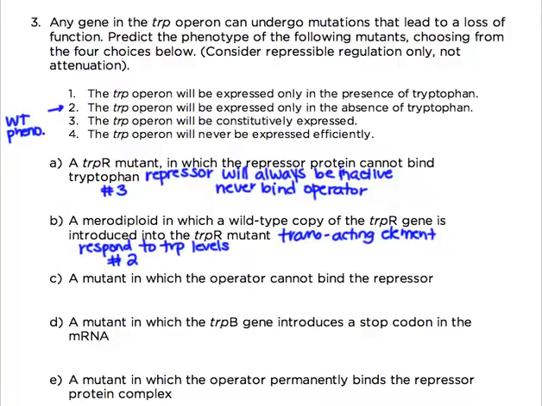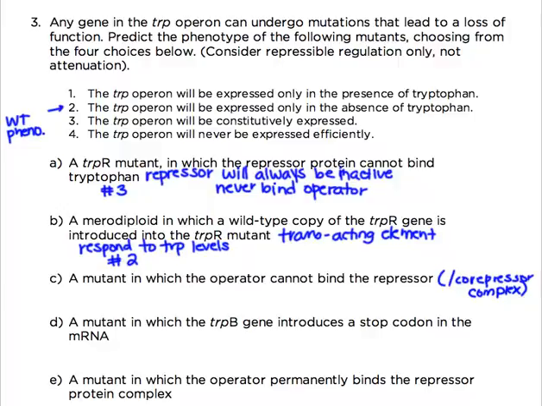Okay. Part C. A mutant in which the operator cannot bind the repressor. So in this case, they really mean the repressor-co-repressor complex, right? Because as we just went over, the repressor by itself is inactive and can't bind the operator anyway, but when bound to the co-repressor, tryptophan, it becomes active. So let's say that the operator can never bind this complex.